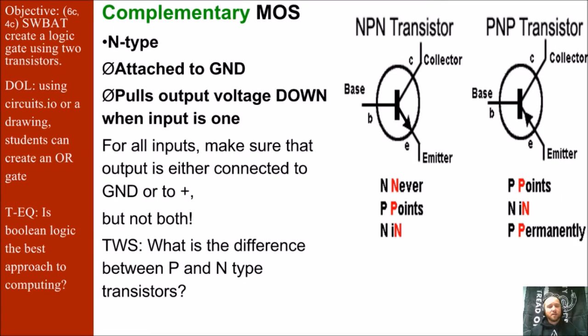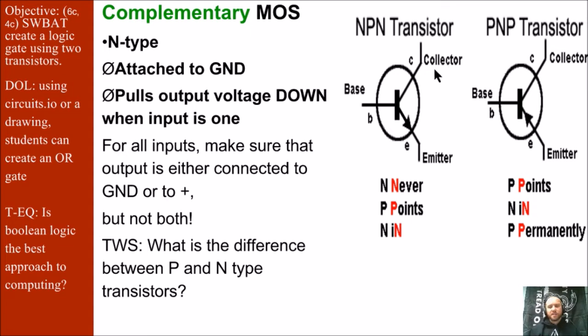Alright, and then quickly here, the N-type is attached to the ground, and it pulls output voltage down when the input is 1. Remember input, output, and truth tables? So when the input is a binary 1, that pulls output voltage down. So for all inputs, make sure that output is either connected to the ground or to the voltage, but not both. For your Think Write Share here, what is the difference between P and N-type transistors?